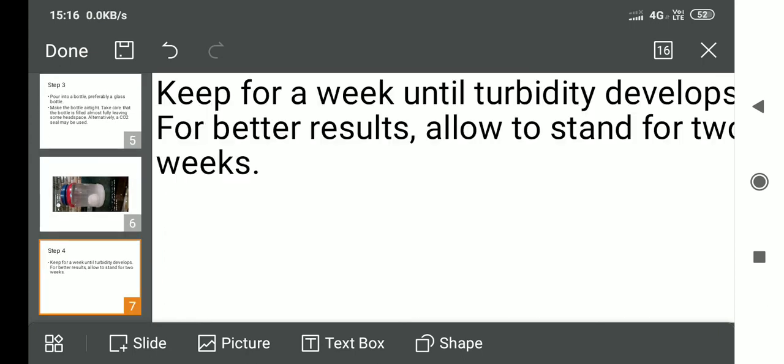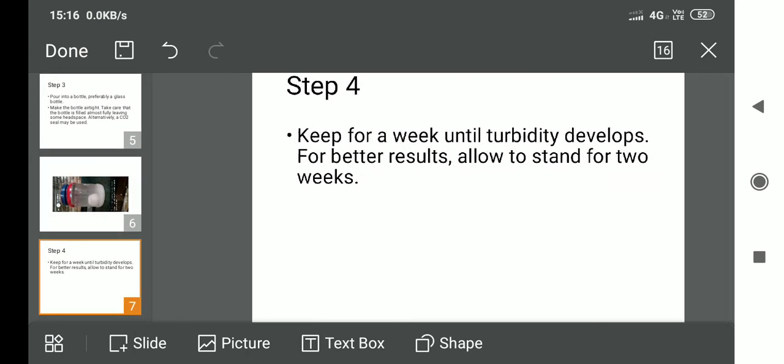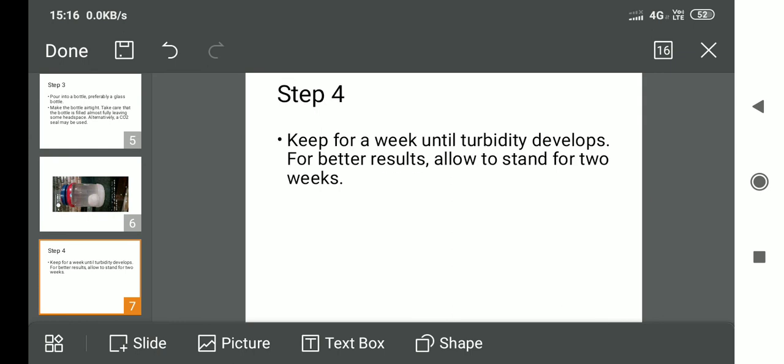Now let us move to step 4. This bottle has to be kept for a week until turbidity develops. For better results, allow it to stand for 2 weeks. This will be indicated by the amount of turbidity that develops in the bottle, and it allows fermentation to proceed. It may take a week, sometimes it may take a month for better results, but if you are in a hurry, then you may keep it for a week.